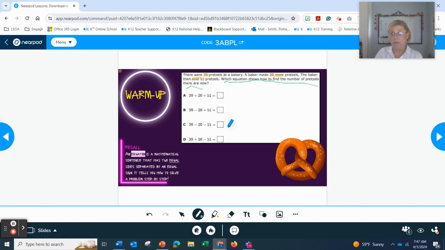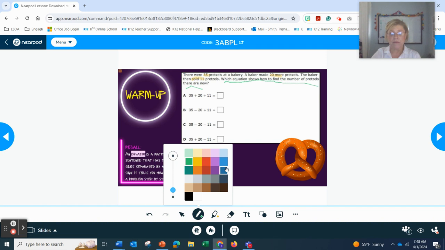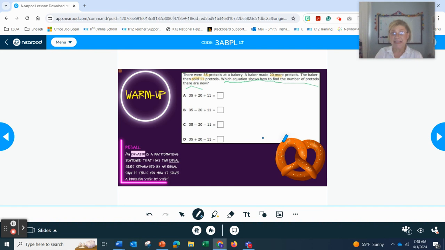So which one of these equations would help us solve it? Which one did you select? A, B, C, or D? We know that the baker started with 35 pretzels. And we know that a good test taker, it doesn't matter if it's a STAAR test, our interims, our math, our OLS test, uses the process of elimination.